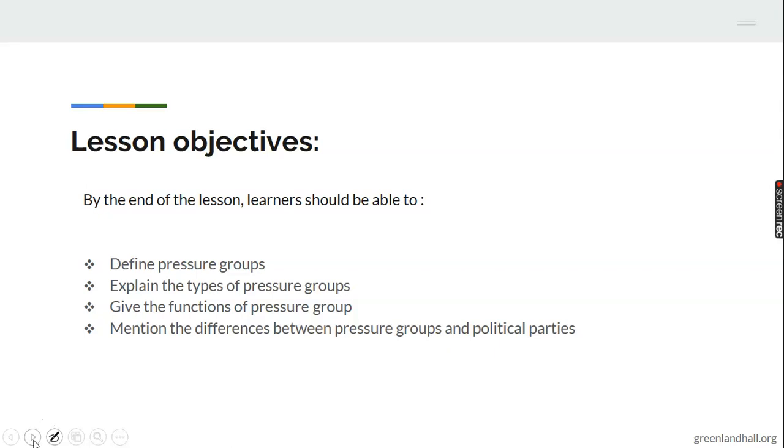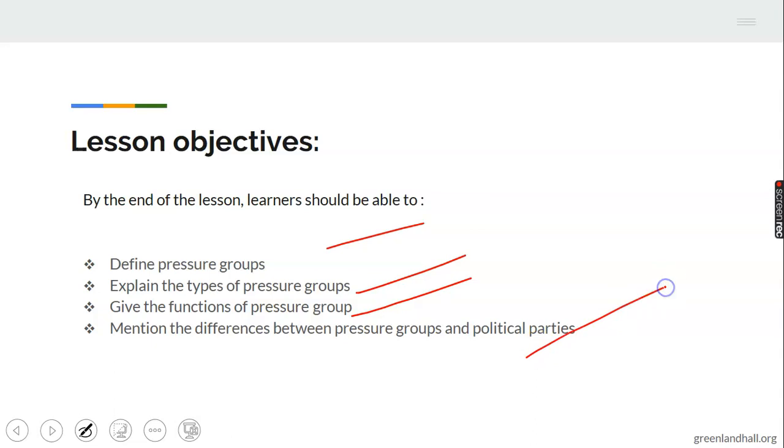By the end of the lesson, you should be able to define pressure groups. You should be able to explain the types of pressure groups. You should be able to give functions of pressure group. And lastly, you should be able to mention the differences between the pressure groups and political parties.